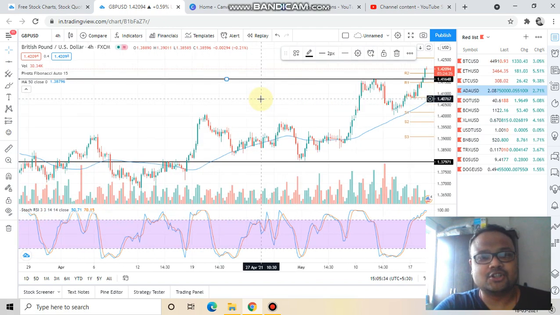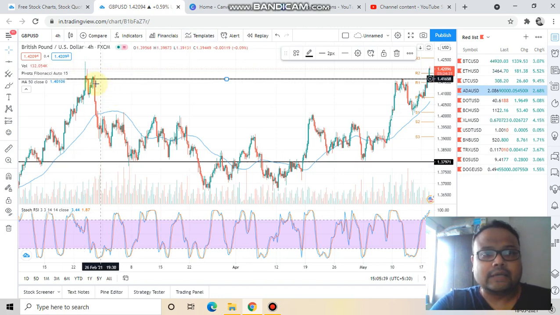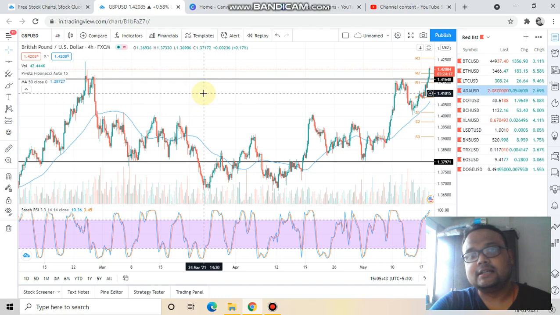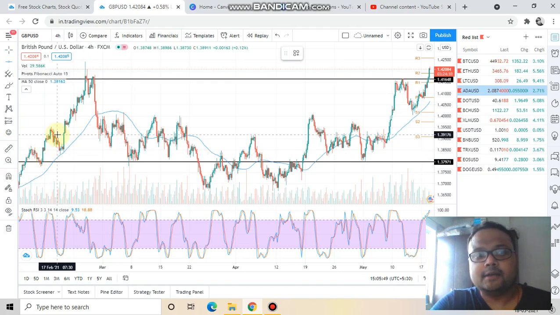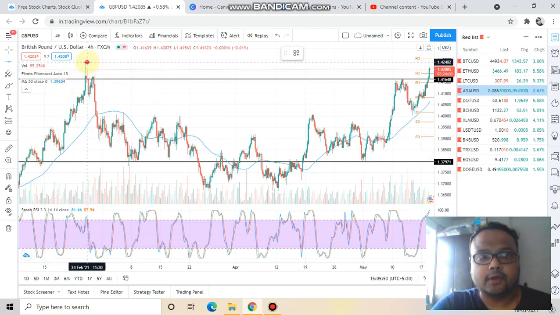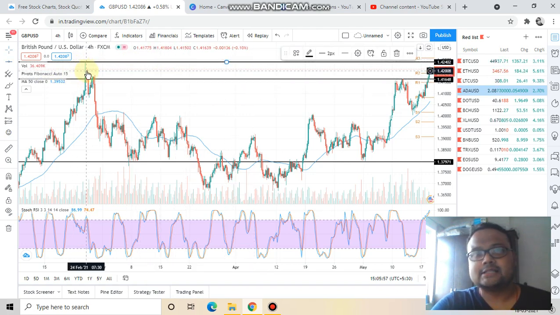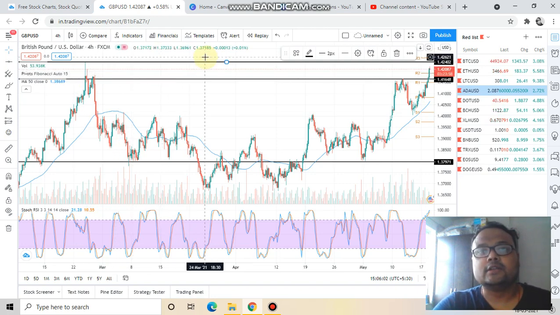If I zoom out the chart, we can see that the market is still trading under this resistance zone, because when the market was going up in the month of February, the market made this high. After that, the market started collapsing. Therefore, the market is still under the resistance zone.